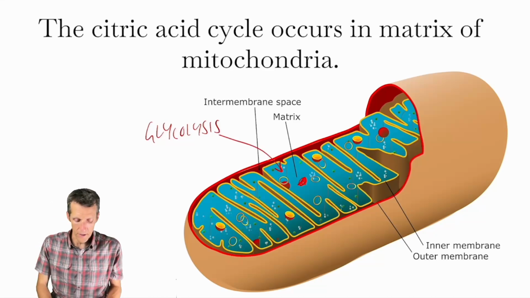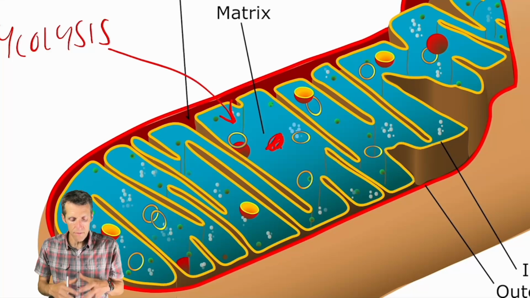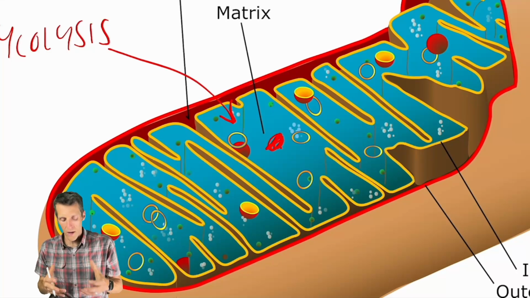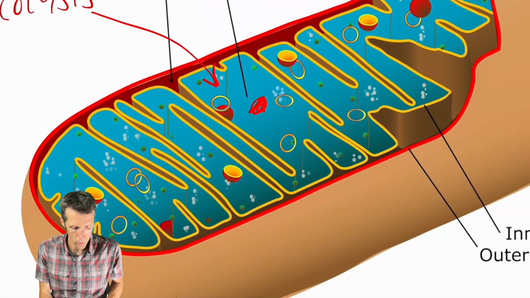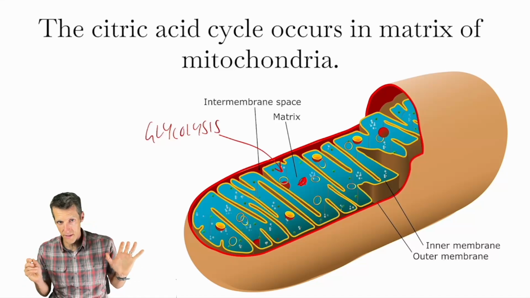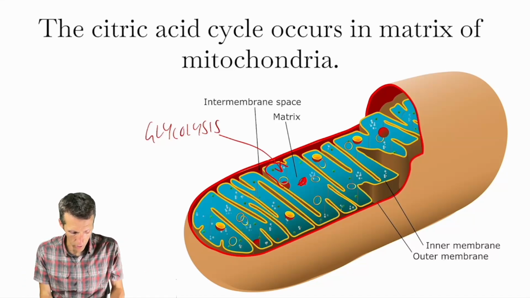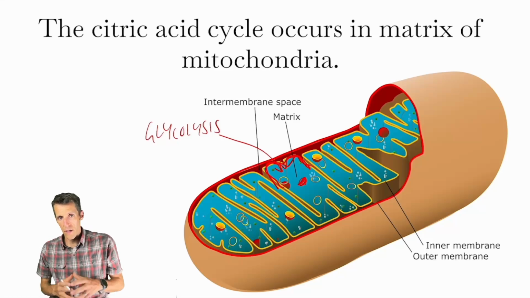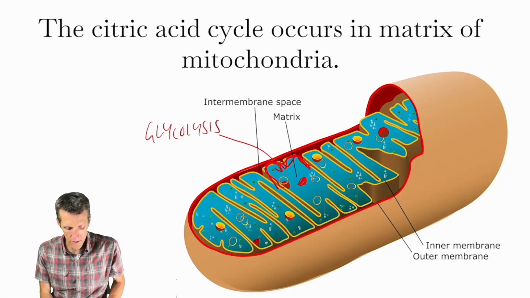Quick review of mitochondrial anatomy: inside of this, the matrix is defined by being surrounded by this inner membrane that surrounds the matrix, and then this outer membrane, which is touching the rest of the cell.